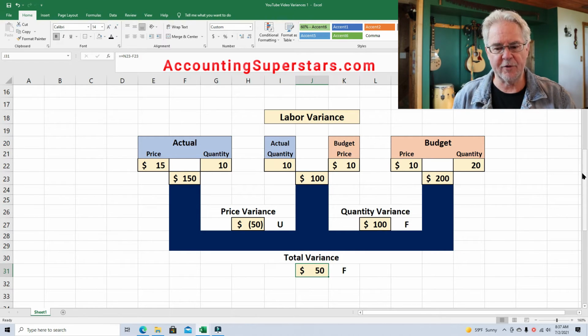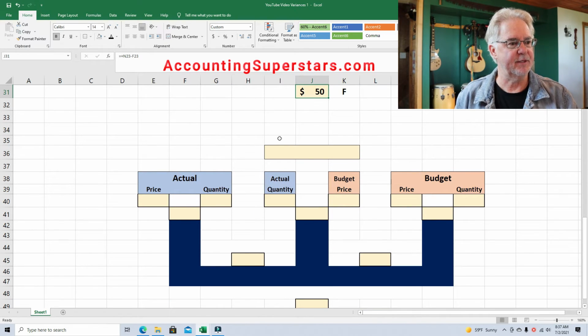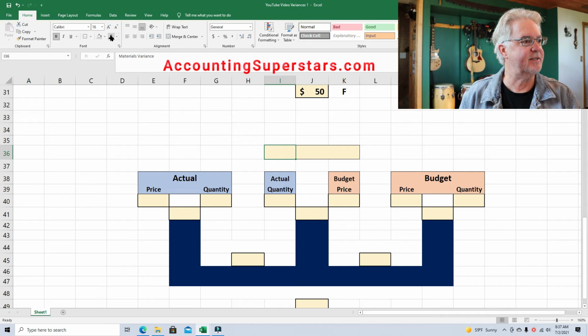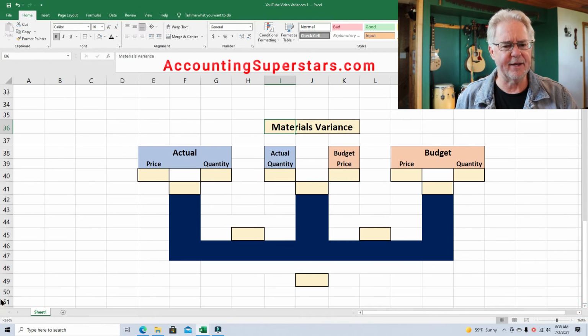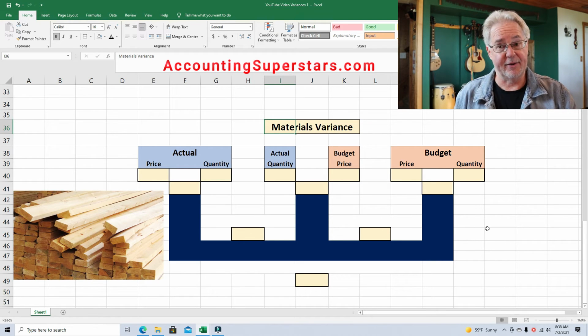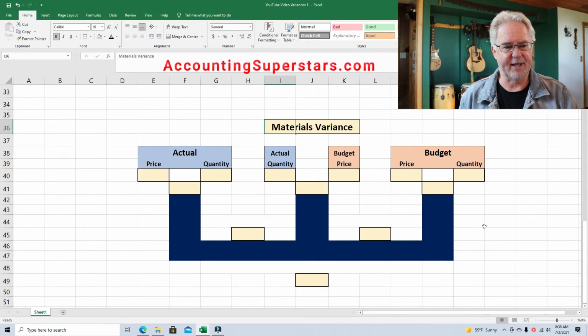All right, so let's do one more variance. Let's do a materials variance. Let's say it's the same job, exact same job, but we're going to look at the materials. And I don't know if you're aware of this, but lumber prices have been very, very expensive lately for the last 6-8 months or whatever. The prices are coming down a bit.